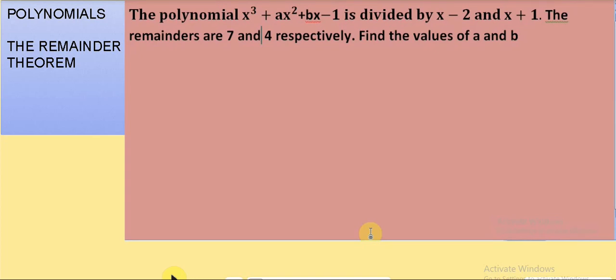Hello friends, still on mathematics. So I'll be looking at this polynomial, the remainder theorem.